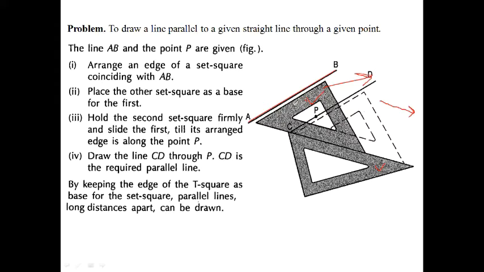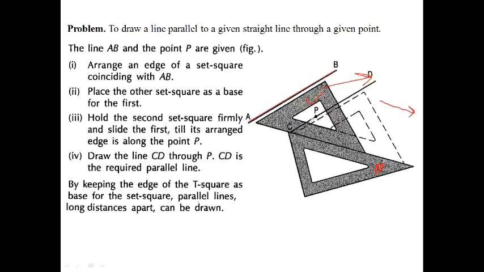Now, then another set square: you have to place another set square as a base for the first. Means first you place another set square on the base of the first one. Clear? Now you hold this set square firmly, and you move the first set square along the edge of this second set square. Because you have to draw at this point B, you slide along this edge of the second set square, and you move this first set square in this direction.